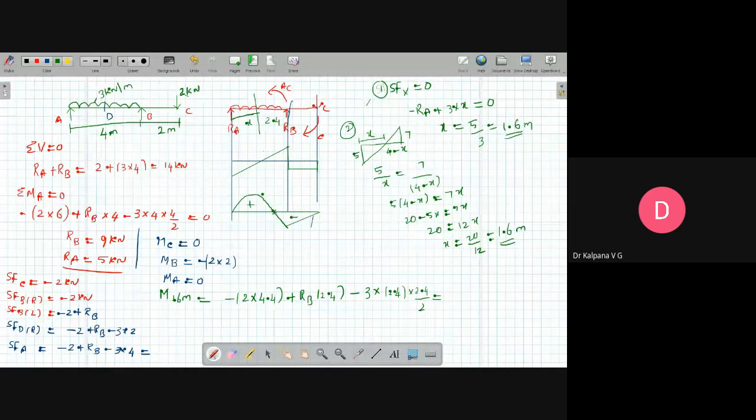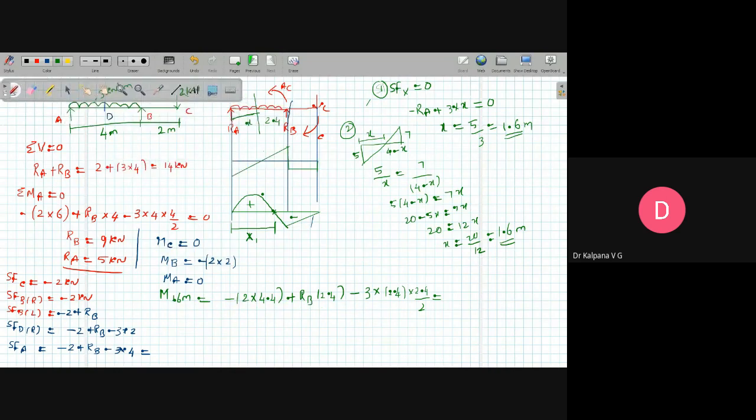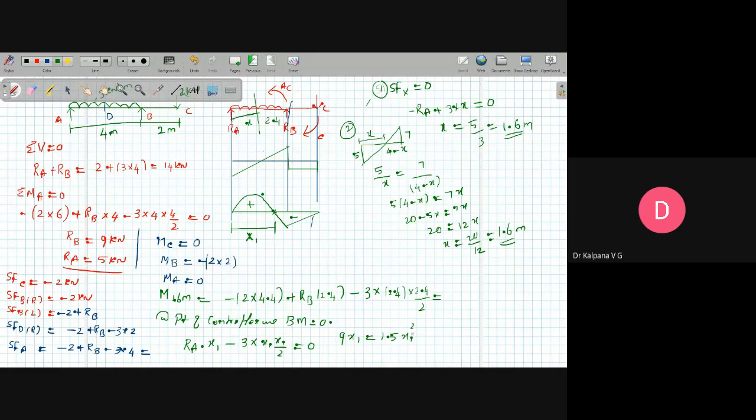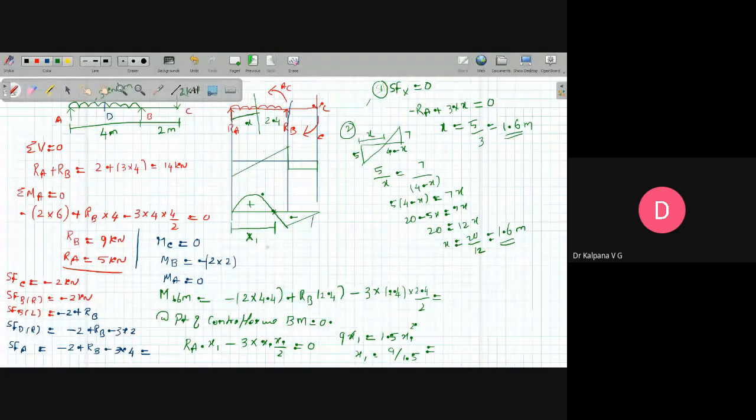Now where bending moment changes its sign, that is point of contraflexure. Again you need to calculate this distance x1, that is x1 is point of contraflexure. So to find that, at point of contraflexure bending moment is zero. So write the bending moment equation at that x1: RA into x1 minus 3 into x1 square by 2 equal to 0. So to get the value of x1, RA is 5... 9x1 equal to 1.5 x1 square. So you can cancel this two. So x1 equal to 9 by 1.5. So that is the point of contraflexure.